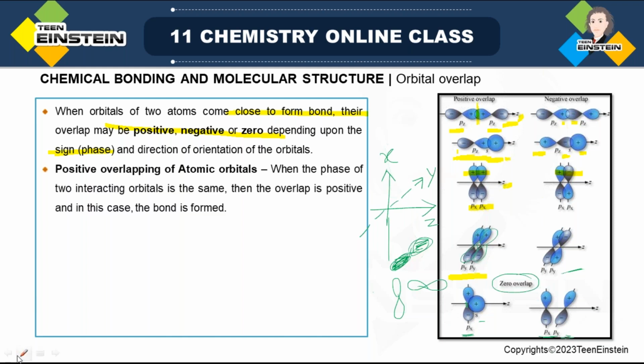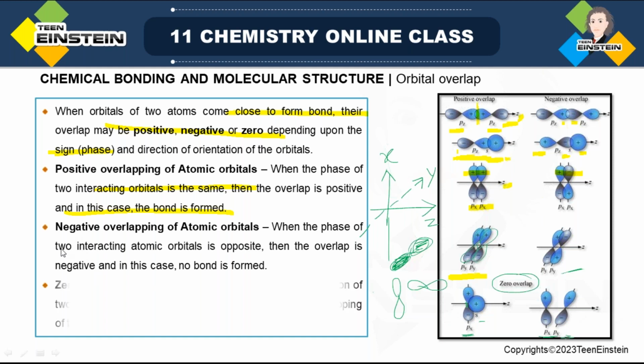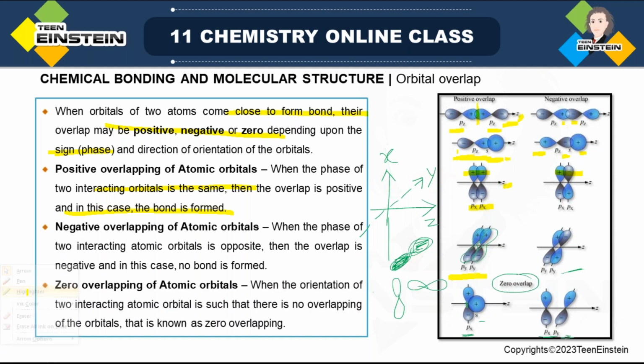So positive overlap of atomic orbitals: when the phases of two interacting orbitals are the same, the overlap is positive, and in this case only bond formation is possible. If it is negative overlap, bond formation is not possible. When the phase sign between the two is opposite, overlap is negative, and bond formation is not possible. And when the orientation of two interacting atomic orbitals is such that no overlapping is possible, there is no question of overlap. If overlapping is taking place, then only the question of negative or positive arises. But if there is no overlapping, then you call it zero overlap.